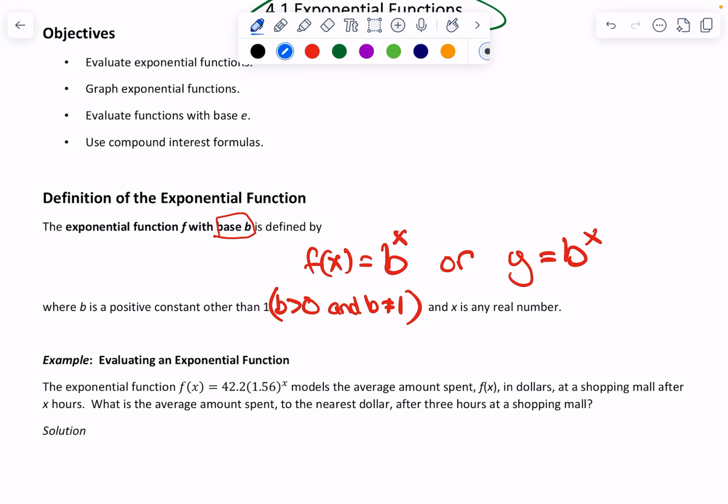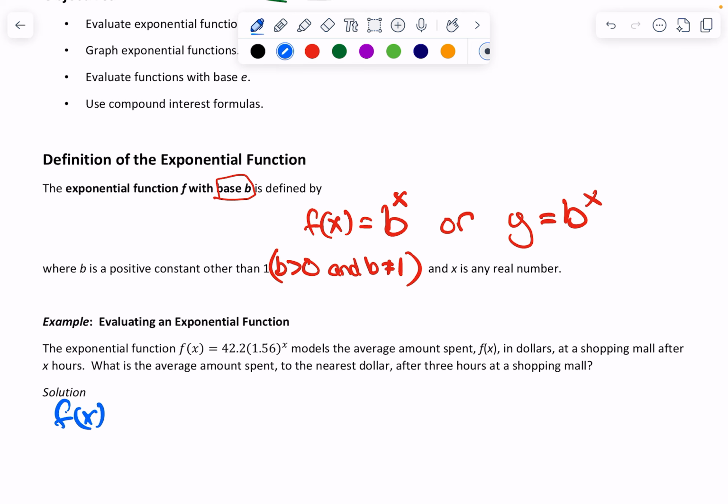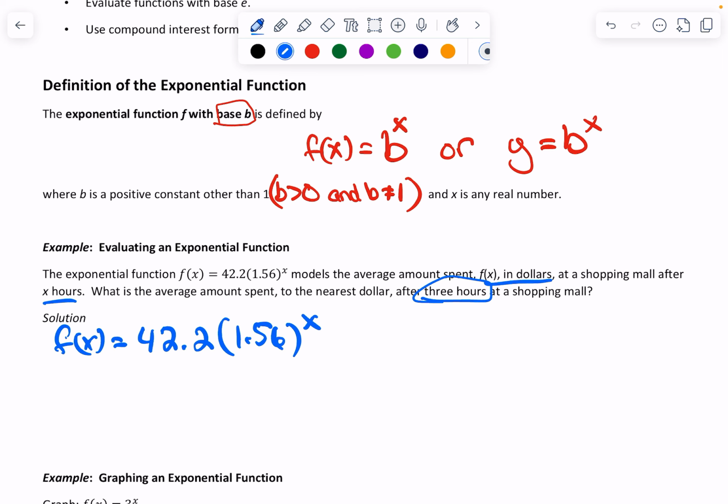So we have the exponential function f of x equals 42.2 times 1.56 to the power of x. It models the average amount spent, f of x in dollars, at a shopping mall after x hours. What is the average amount spent to the nearest dollar after 3 hours at a shopping mall? So we're going to plug in x as 3 because it's x hours, and we're looking at 3 hours. So 42.2 times 1.56 to the power of 3.